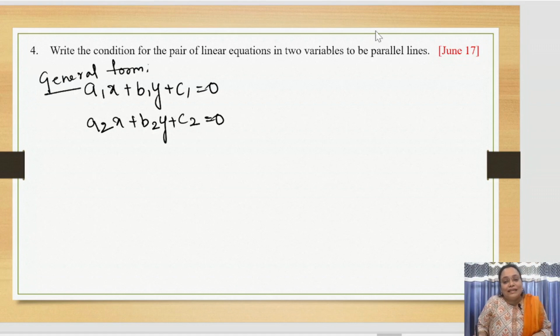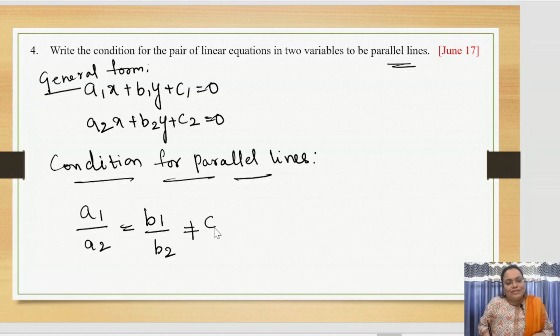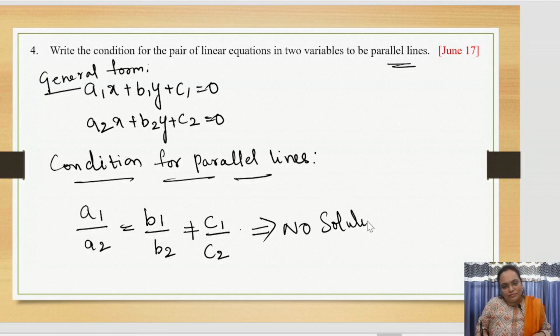Now, what is the condition for the parallel lines? a1/a2 = b1/b2 ≠ c1/c2. So, this is the condition for parallel lines, and parallel lines have no solution. Clear?